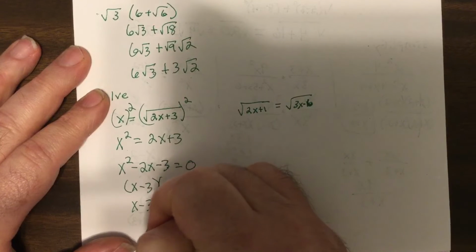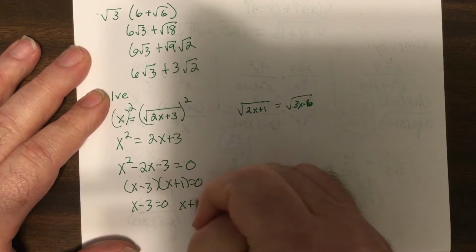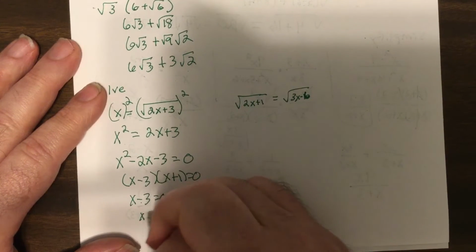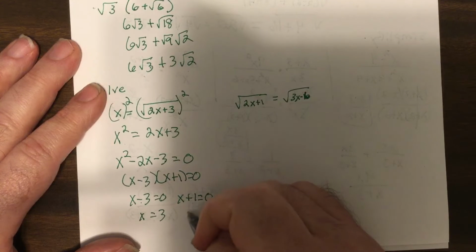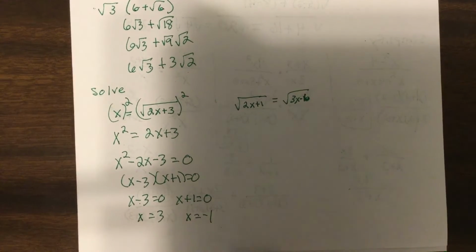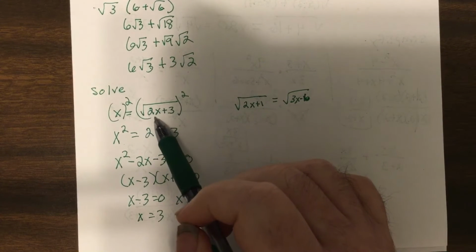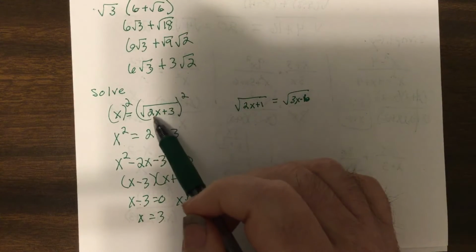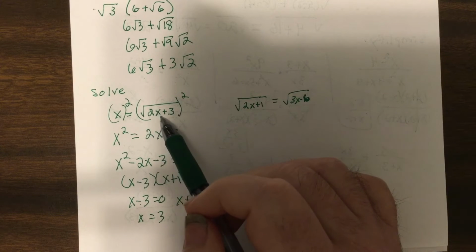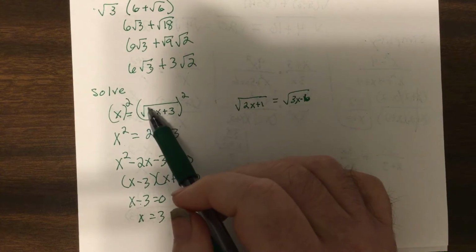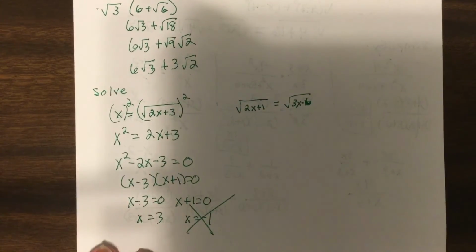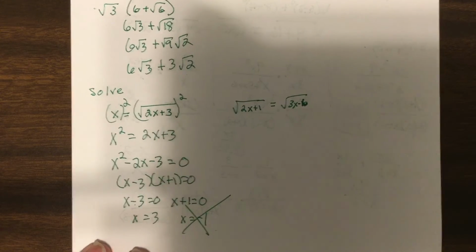So x minus 3 equals 0. X plus 1 equals 0. So add 3. Subtract 1. Now you got to be careful. Whenever you're solving radicals, you always got to check your answer. 2 times 3 is 6 plus 3 is 9. Square root of 9 is 3. Negative 1 times 2 is negative 2, plus 3 is 1. Square root of 1 is not negative 1, so I have to cross this one out. That was tricky. Most people forget that.